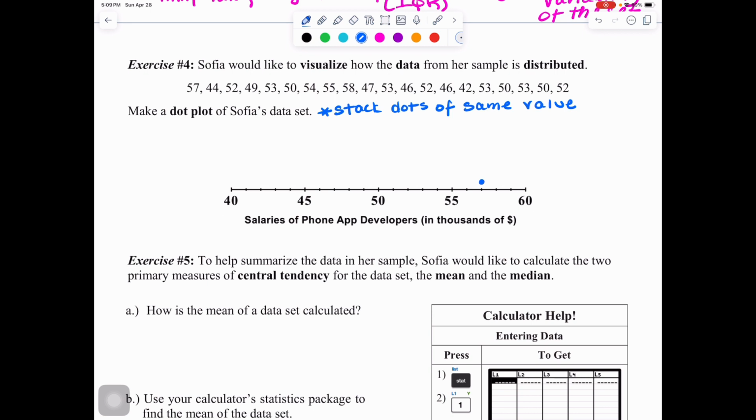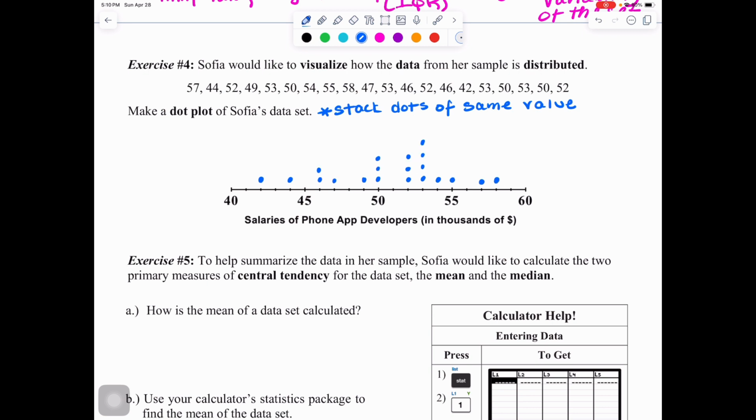Then I've got 44. Then 52. Then 49. Then I get 53. Then I get 50, 54. And I'm going to continue doing this. So why don't you pause the video, make the rest of the dot plot yourself, and then resume the video to go over the answers.